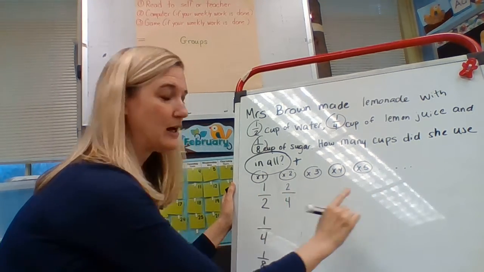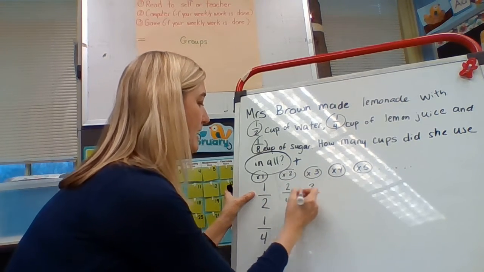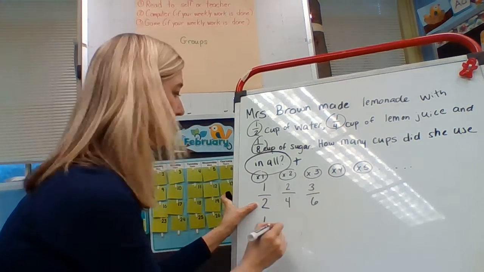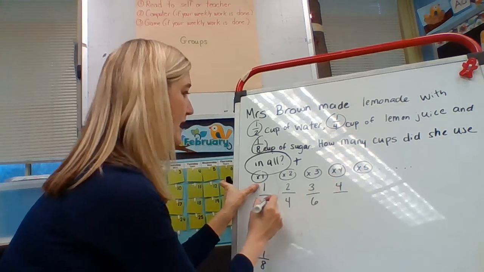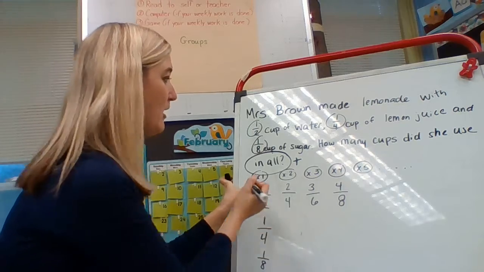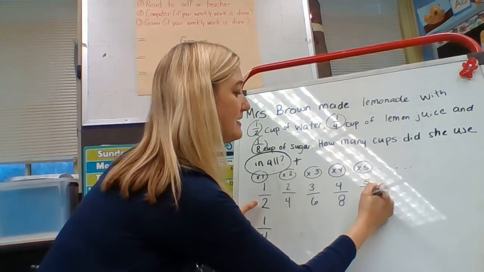I'm going to keep going across. Okay, 1 times 3 is 3, and 2 times 3 is 6. Moving across, move back up to the 1. 1 times 4 is 4, and 2 times 4 is 8. One more for this column. 1 times 5 is 5. 2 times 5 is 10.